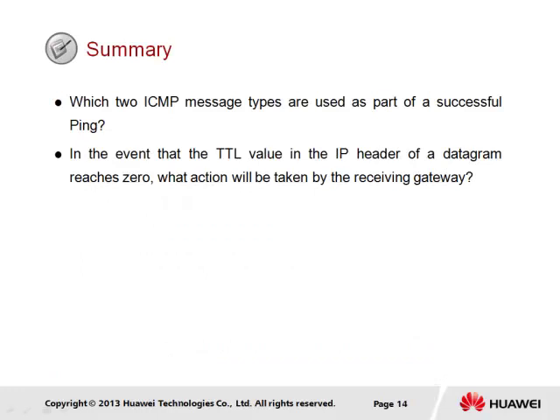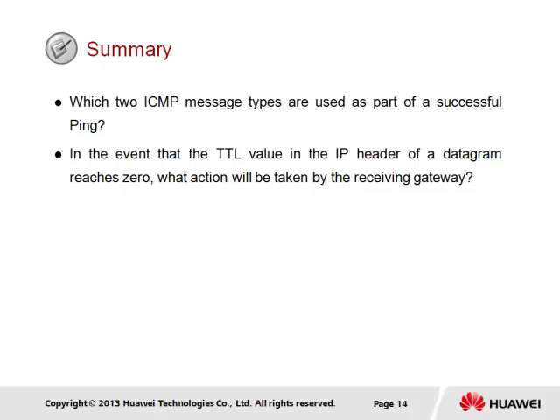In summary for this ICMP section then, we ask a couple of questions here. The first asks, which 2 ICMP message types are used as part of a successful ping? Well, the echo request message defined with a type value of 8 will be used to generate the ICMP message that is sent to the destination. A separate ICMP message with a type field of 0 represents the message that is returned.